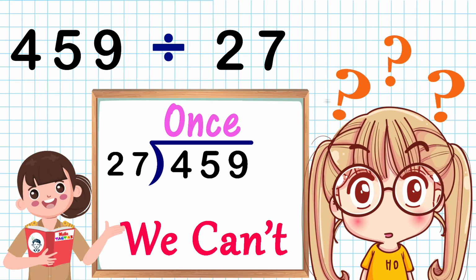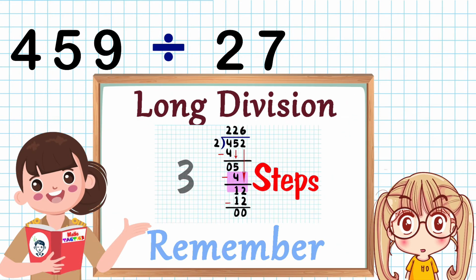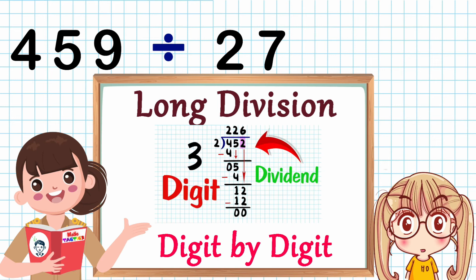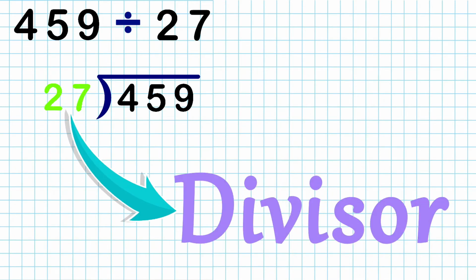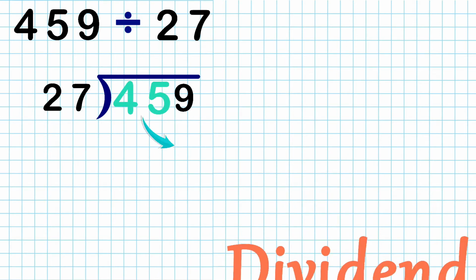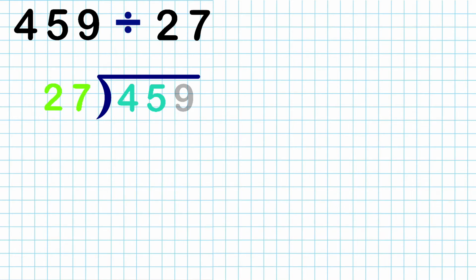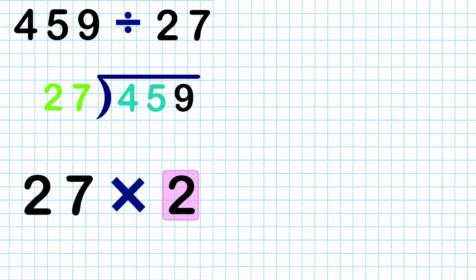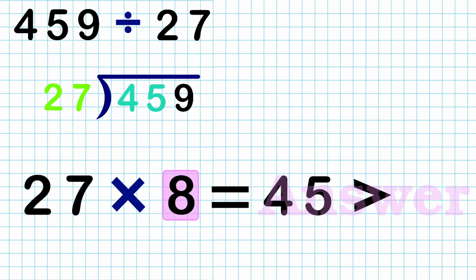Then what are we going to do? You remember that when doing long division, we worked digit by digit. Here we have a two-digit divisor. So we will start from the first two digits of the dividend. First, we will divide 45 by 27. As we don't know the table of 27, we will multiply it with some numbers one by one until we reach the number that could give us an answer which is 45 or nearest to it.